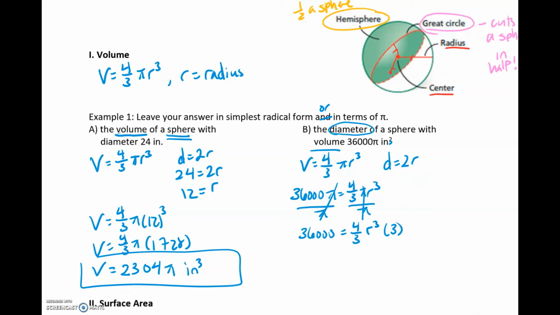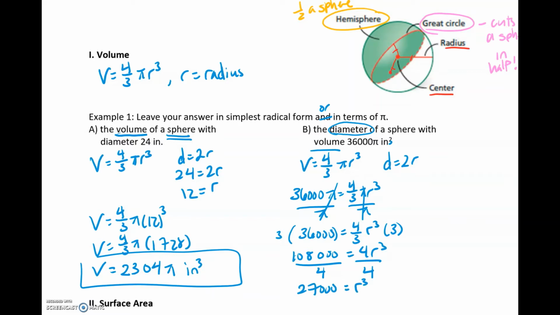I'm going to multiply by the denominator, which is 3. So I'm going to get 108,000 equals 4r cubed, and then I'm going to divide by 4. That is the same thing as multiplying by 3/4, which is multiplying by the reciprocal right away if you wanted to do that. So we get 27,000 equals r cubed.